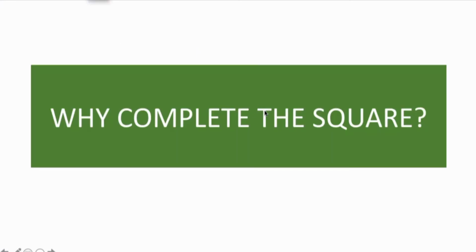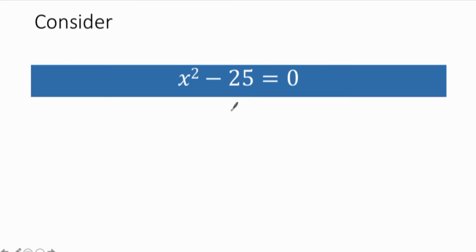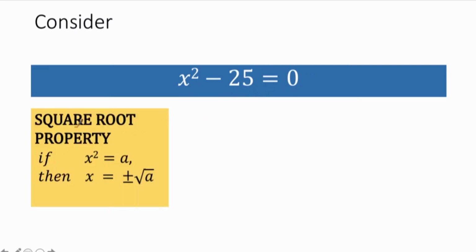But before we talk about all the details, let's start first with the question, why do we need to complete the square? To answer that, consider this equation. Suppose you have x squared minus 25 equals 0. Find the value of x that satisfies this condition. What we can do is use the square root property. The square root property says that if x squared equals a, then you can take the square root of both sides and you will get x equals plus or minus the square root of a. So we can use the square root property in order to solve this equation.